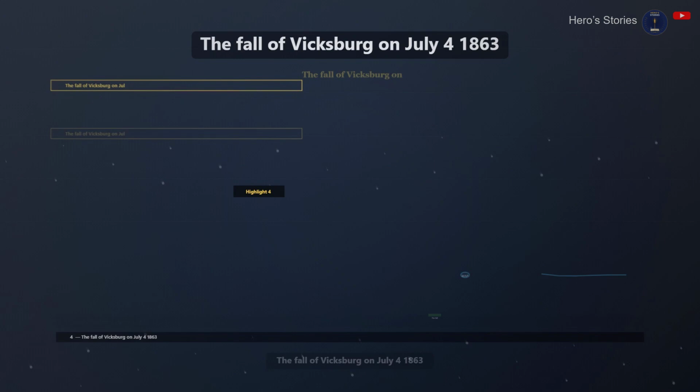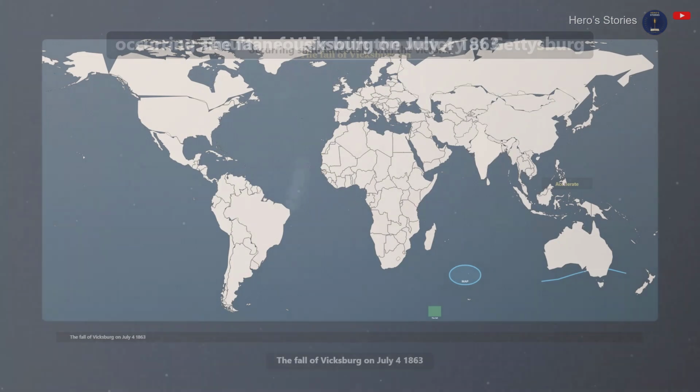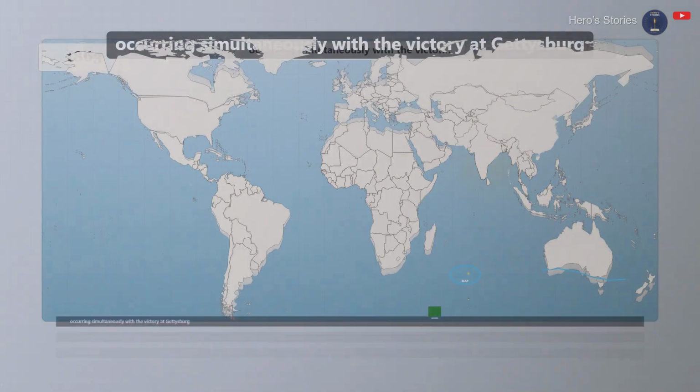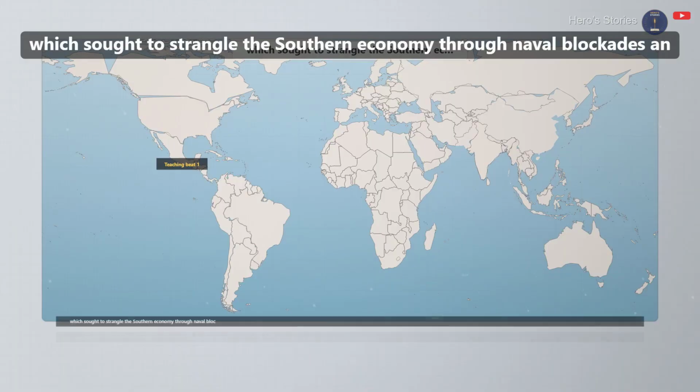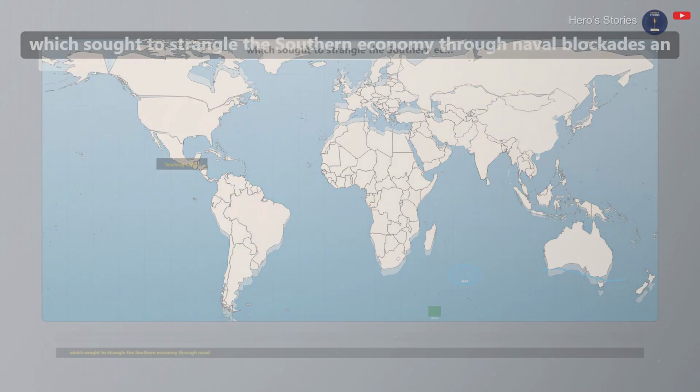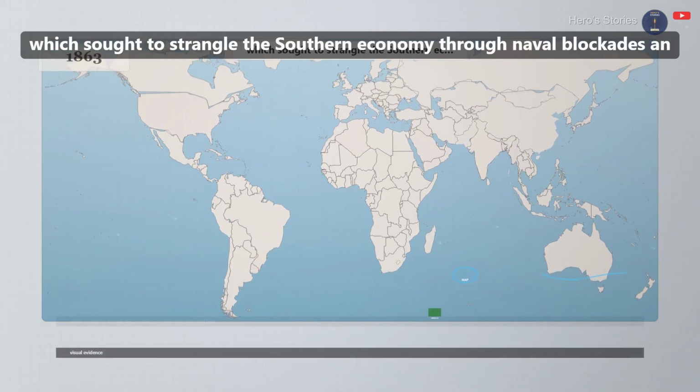The fall of Vicksburg on July 4, 1863, occurring simultaneously with the victory at Gettysburg, demonstrated the effectiveness of the Union's Anaconda Plan, which sought to strangle the Southern economy through naval blockades and control of the Mississippi River.